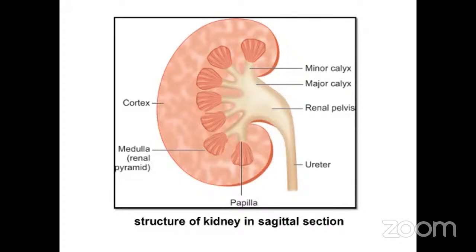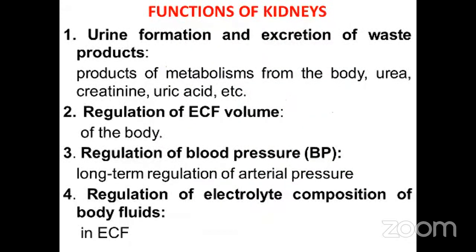And these pyramids open into the renal papilla. Renal papilla forms the minor calyx. Minor calyces unite to form the major calyx, and the major calyx again opens into the renal pelvis. So there are these conical masses in the medullary part of the kidney called the renal pyramids. They open into the renal papilla, form the minor calyx, the minor calyces join to form the major calyx, and the major calyx opens into the renal pelvis. So this is the structure in the vertical section of the kidney.